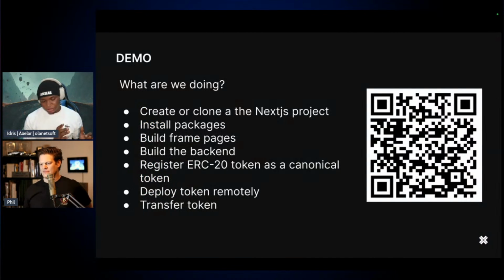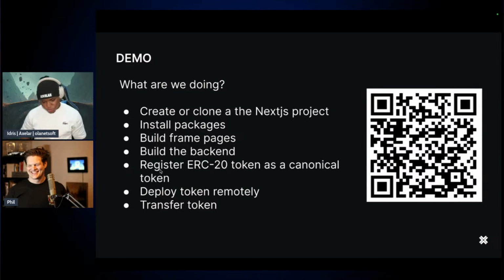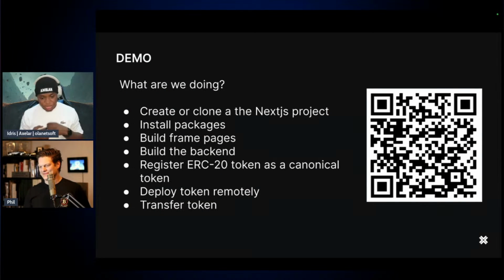I already have it on GitHub, so you can screenshot this page, access this particular URL, or scan this QR code. It will redirect you to the full-fledged project. The point is, we're going to clone that project, install the packages, build the frontend, build the backend, and then do the 3 steps that we want to do to actually bridge the tokens from one chain to the other. Right.